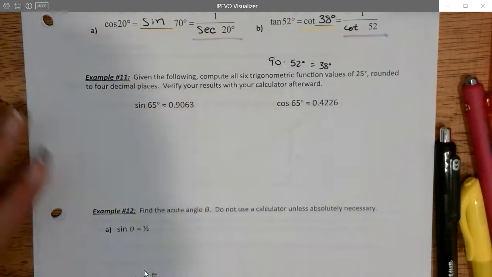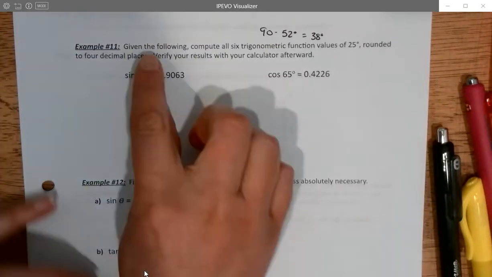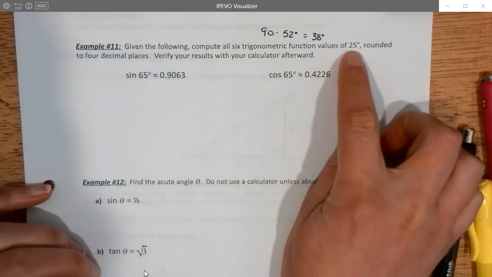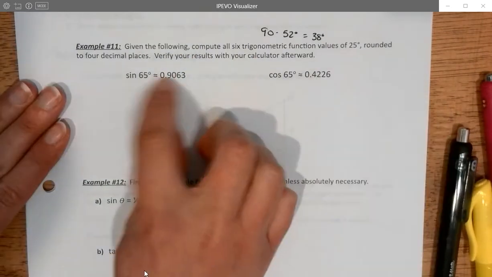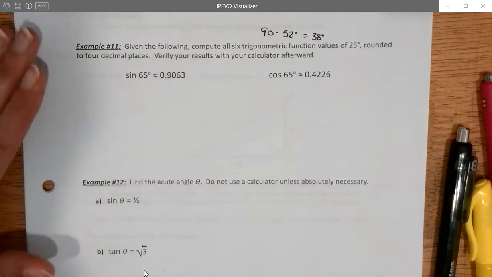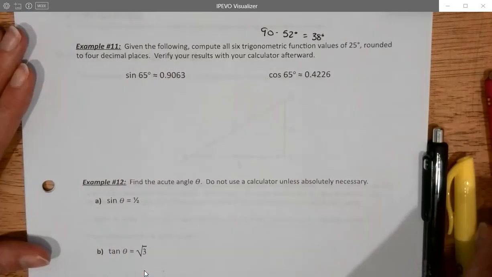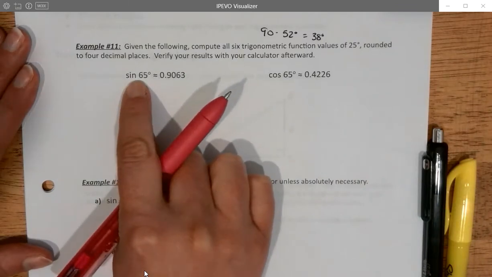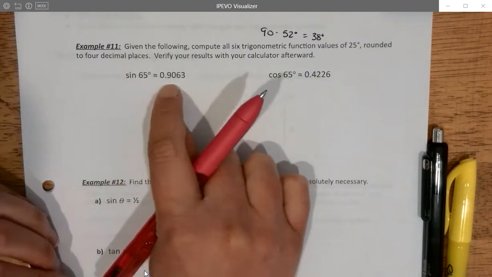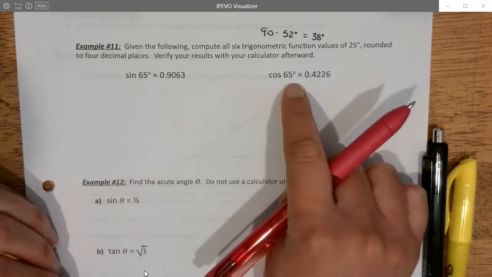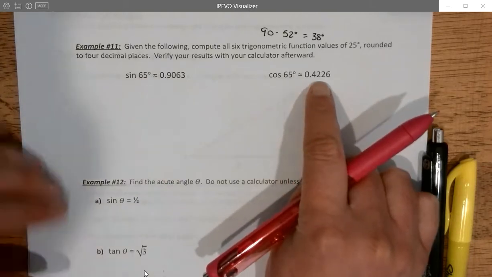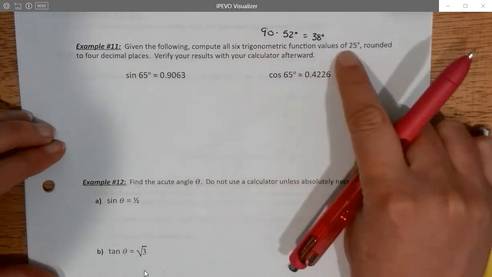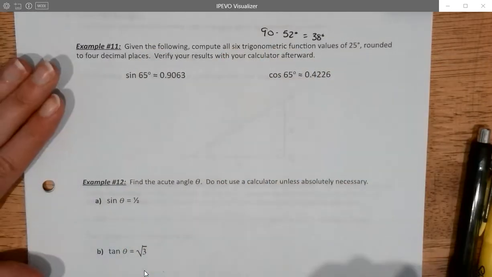Okay, example 11. Given the following, compute all 6 trigonometric functions using just these decimals. Excellent. Okay. So the sine of 65 is 0.9. The cosine of 65 is 0.4, etc. Find and compute all 6 trigonometric function values of 25, rounded to 4 places.